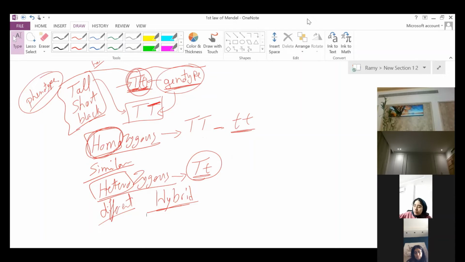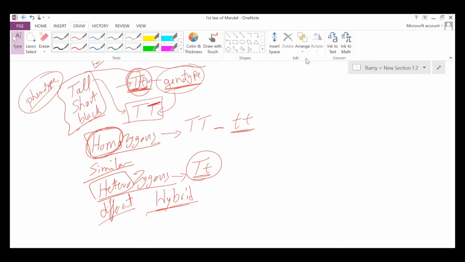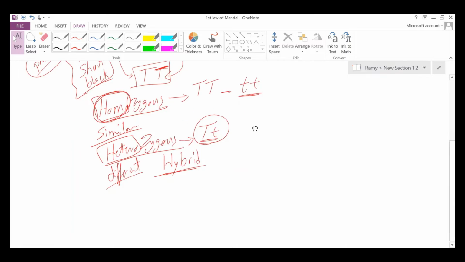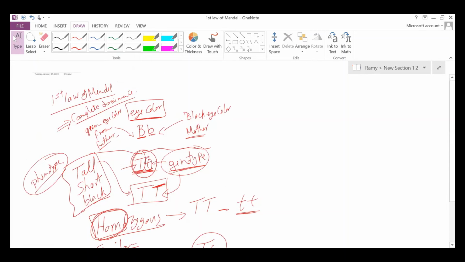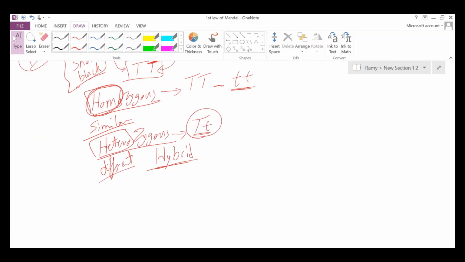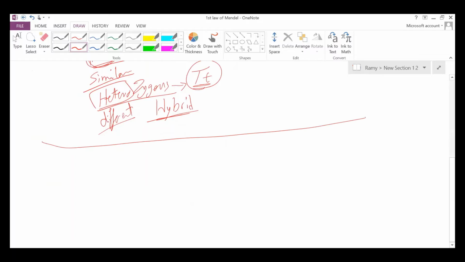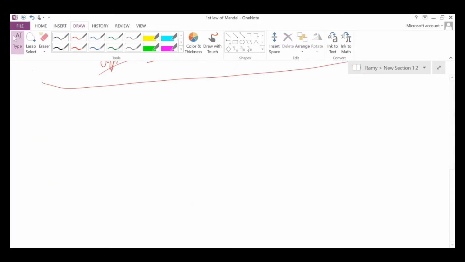But if we talk about complete dominance only, that means T capital has an effect, but T small has no effect in the presence of T capital, or dominant, I mean. You understand? You got it? So that's for complete dominance. B capital is dominant, B small is recessive. That's it.